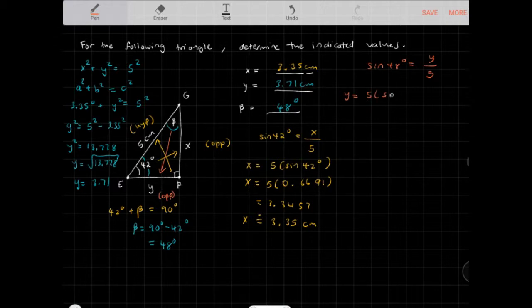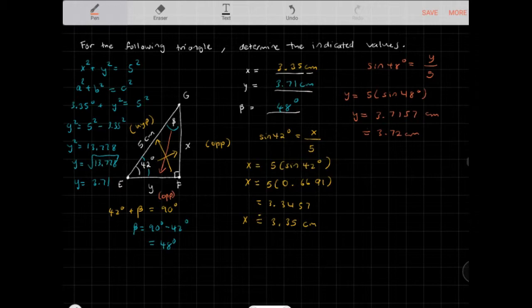Y is equal to 5 times sine 48 degrees, and y here is equal to 5 times sine 48, which is also 3.7157 centimeters. So it's approximately 3.72 centimeters, which is basically what we have here, right? So it's like 3.715. I could have had a rounding error here that caused a slight deviation, but you can notice here that it's the same value, right? So this just indicates that there's multiple different ways you can do this.